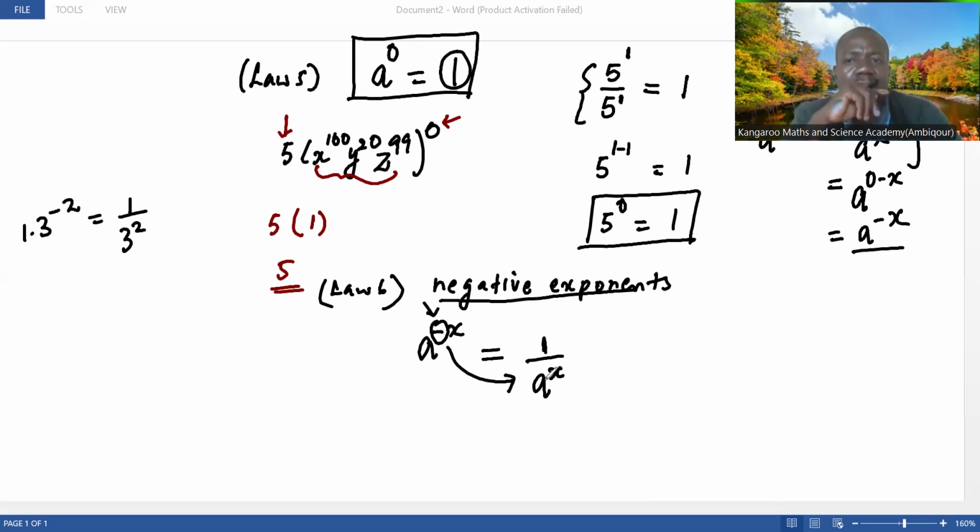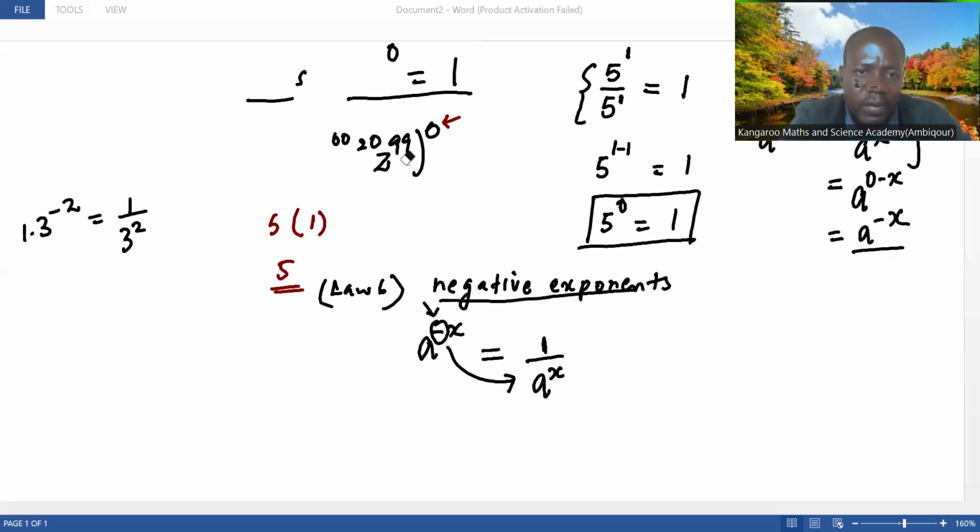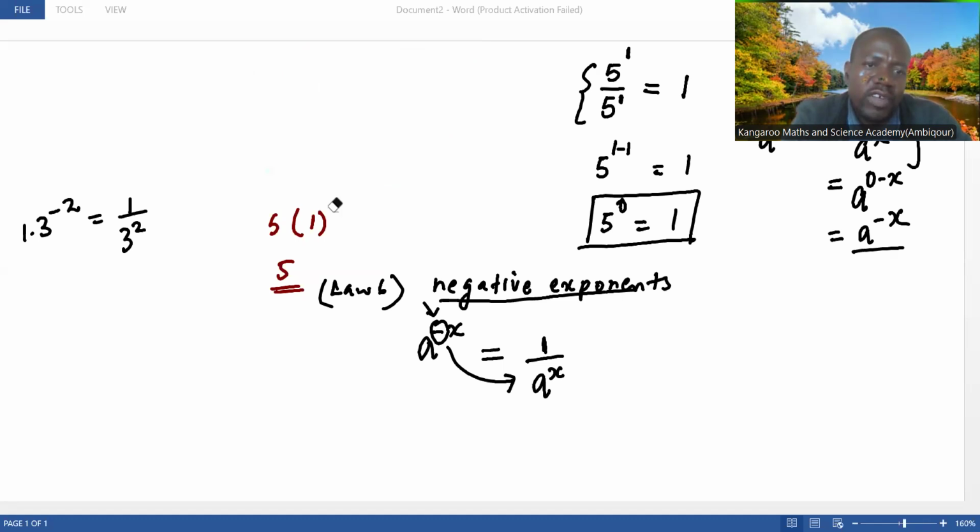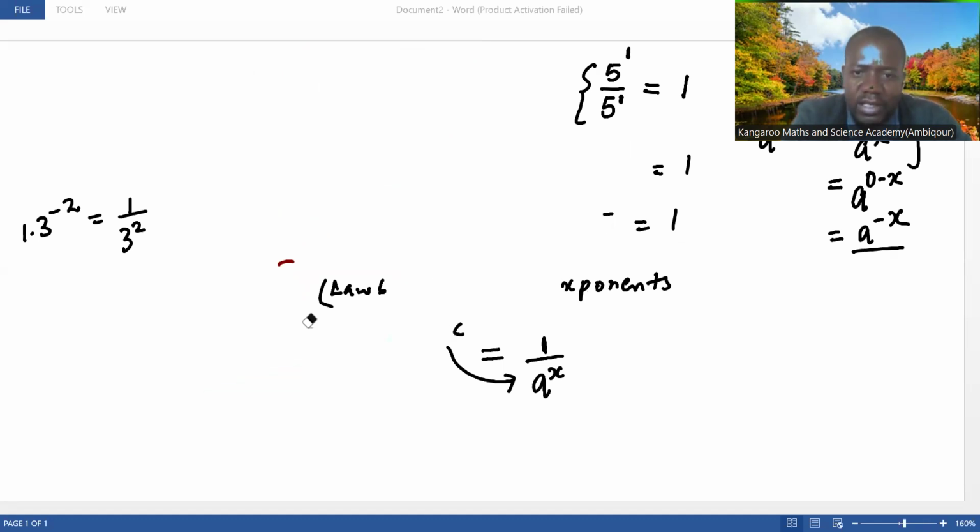Very important. If you spend more time on these laws, law 1, law 2, law 3, law 4, law 5 and 6, I'm telling you, when it comes to exponents, you're not going to struggle. It's very important, ladies and gentlemen, to know the exponents.